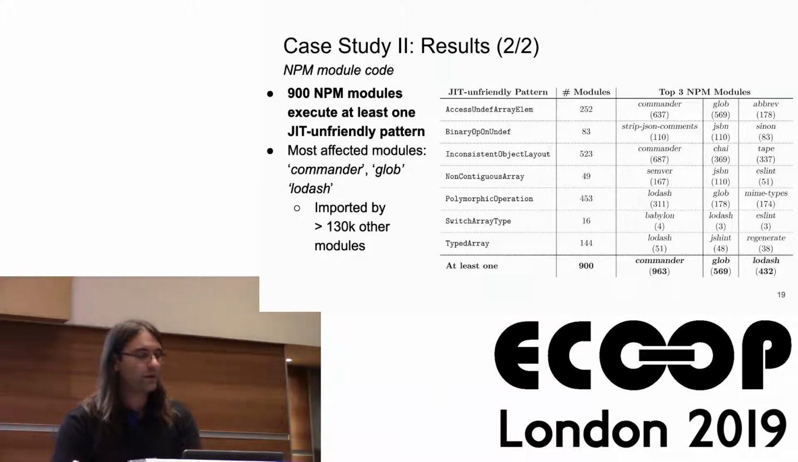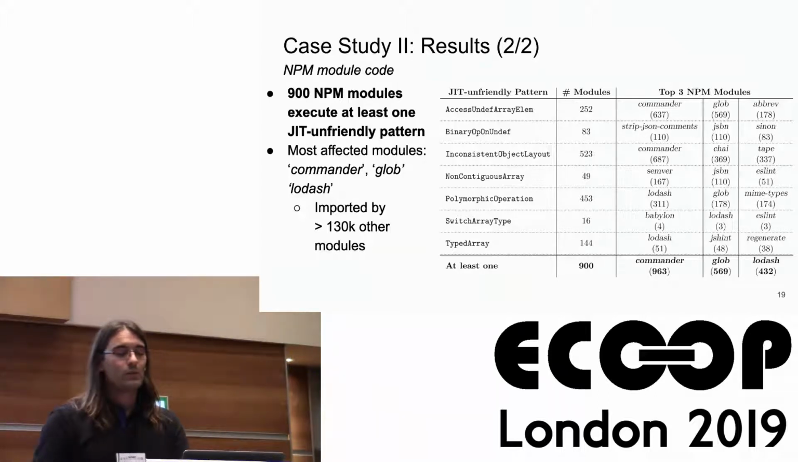So to summarize the results from this use case, we have shown that Node.js developers, unfortunately, frequently use code patterns that could prevent or jeopardize dynamic optimizations, and so they can have a negative impact on the application performance.